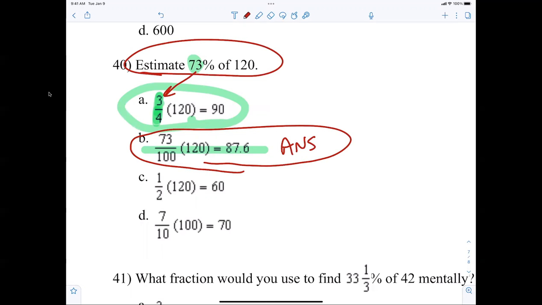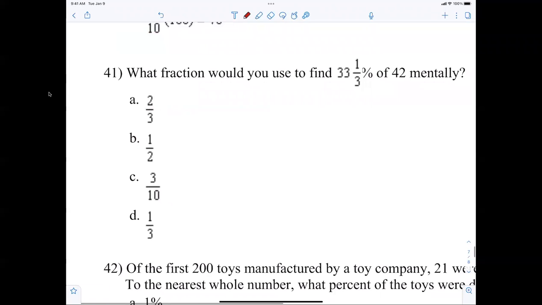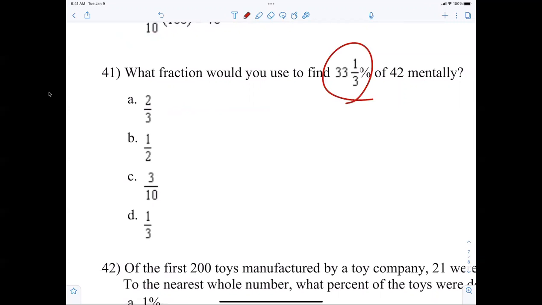Oh, 87. Round up to. Yes. Okay. All right, here we go. And of course, 33 1/3% we know is what? 1/3. That's just memory work.